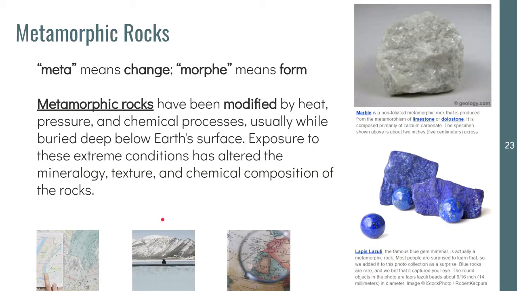Metamorphic rocks is derived from the terms meta, meaning change, and morph, meaning form. So these are rocks that have undergone change in form over hundreds and thousands and millions of years. They have been modified by the following agents of metamorphism: heat, pressure, and chemical processes, as they are pushed deep below the Earth's surface. Because of these factors, the minerals, the texture, and chemical compositions of rocks might have altered through time. Examples of those are marble, non-foliated metamorphic rocks, and lapis lazuli.